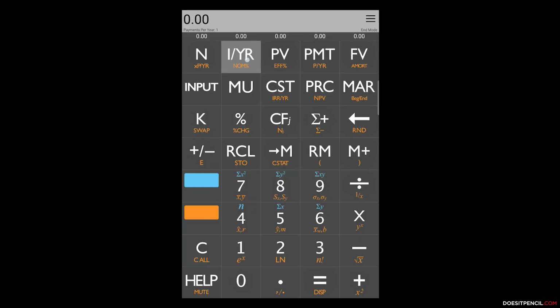I/YR stands for interest rate or yield. You enter this into the 10B2 as a whole number. The device automatically makes the conversion by moving the decimal 2 places to the left.